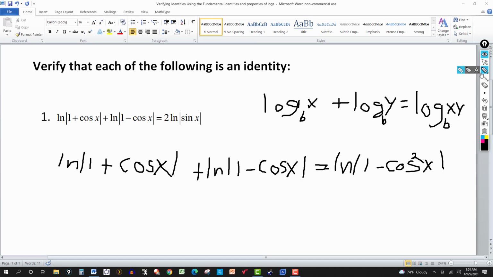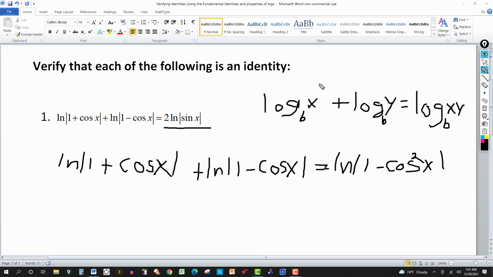So as I mentioned before, I picked the left side, and I want to show the left side simplifies to the right side in this case. So the right side is my objective. I want to get what I have over here. What do I have? 2 natural log of absolute value of sine of x. So over here I have 1 natural log, which is okay. Now I have 1 minus cosine squared of x. I want to wind up with sine.